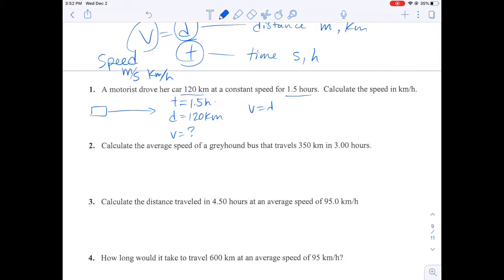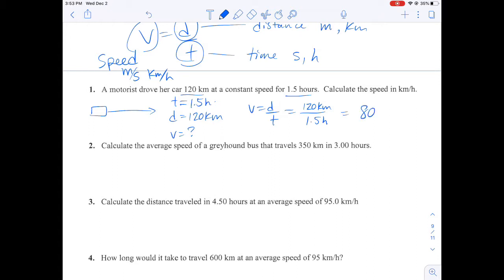So speed equals distance over time. I don't need to rearrange the formula because the formula is actually for speed. So I'm going to substitute in. I get 120 kilometers, and I'm dividing it by the time of 1.5 hours. So I come out with an answer of 80.